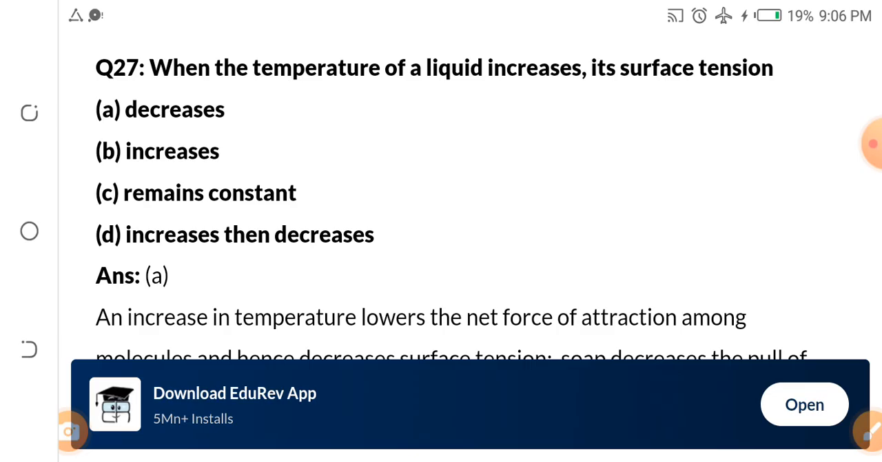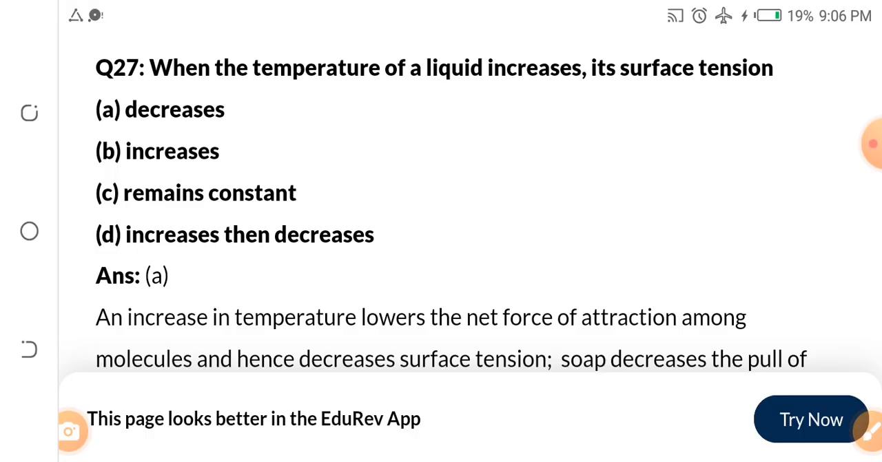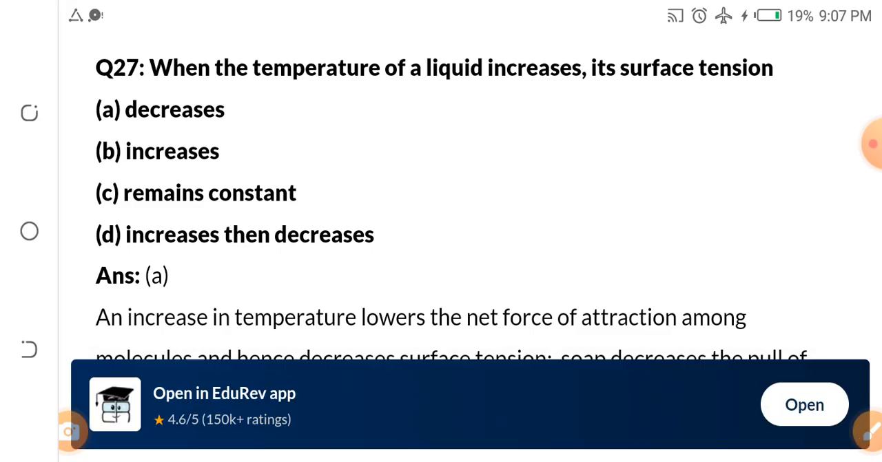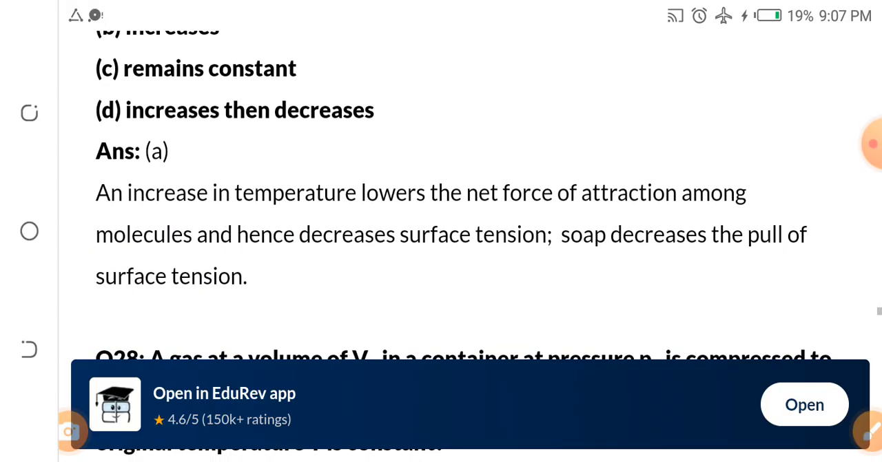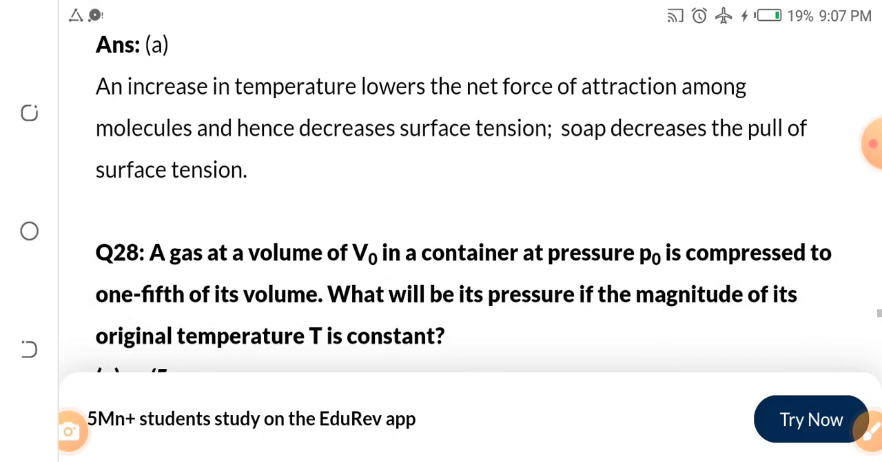Look at question 27. When the temperature of a liquid increases, its surface tension dash. A decreases, B increases, C remains constant, D increases then decreases. The answer is A. When the temperature of a liquid increases, the surface tension decreases. Let me explain surface tension. An increase in temperature lowers the net force of attraction among molecules and hence decreases surface tension. Soap decreases the power of surface tension.